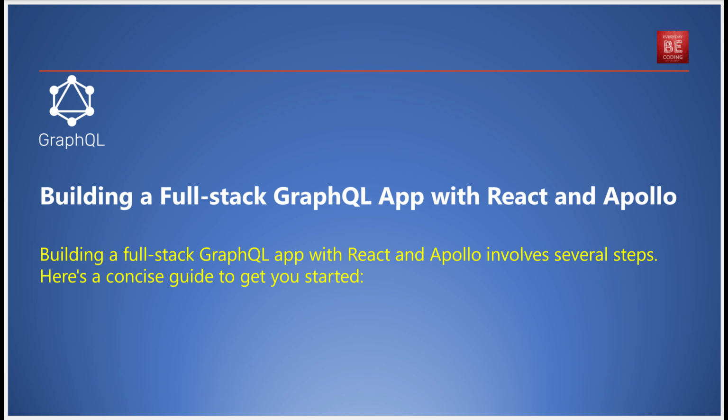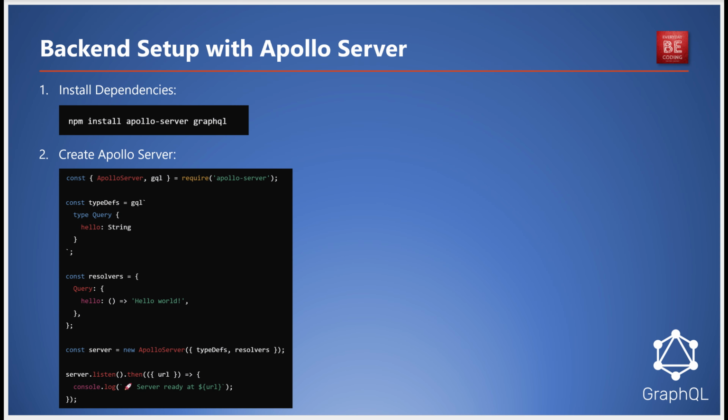Today, dive into the realm of GraphQL with React and Apollo, a combination that's not just powerful, but also incredibly streamlined for developers. First, focus on setting up the backend with ApolloServer. Begin by installing the necessary dependencies. Run the command in your terminal. This command equips your project with ApolloServer and GraphQL, the backbone of your server setup.